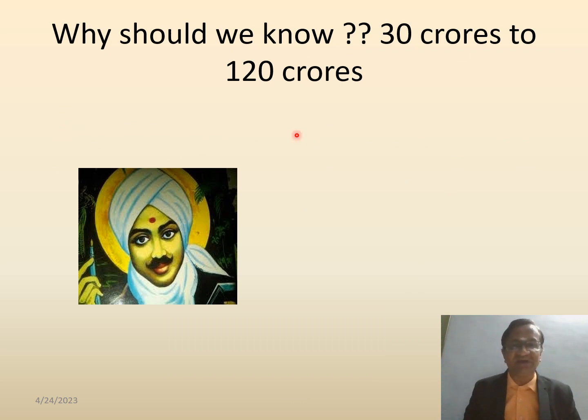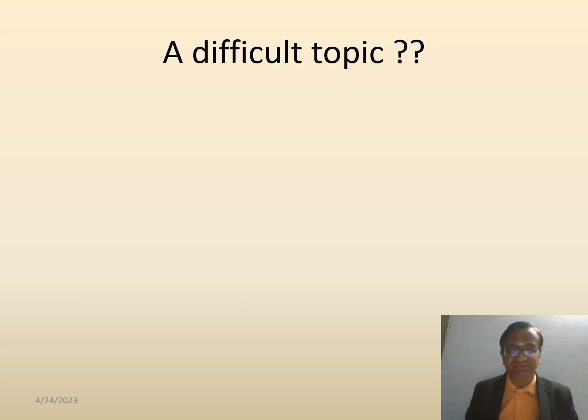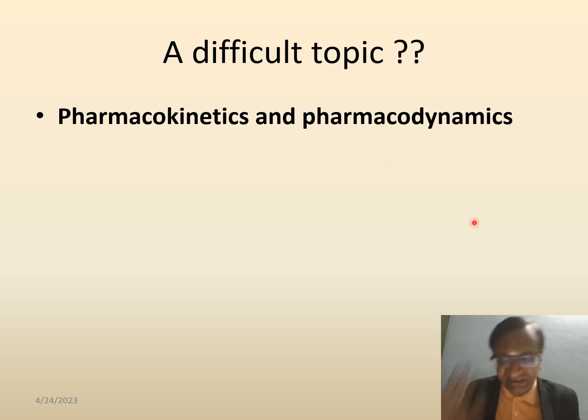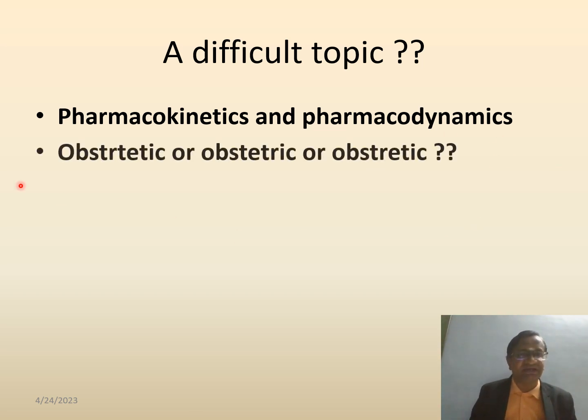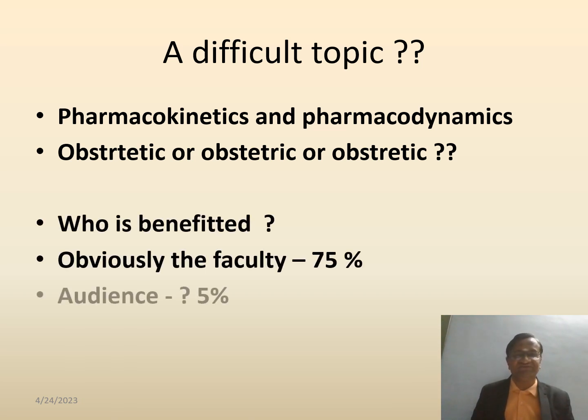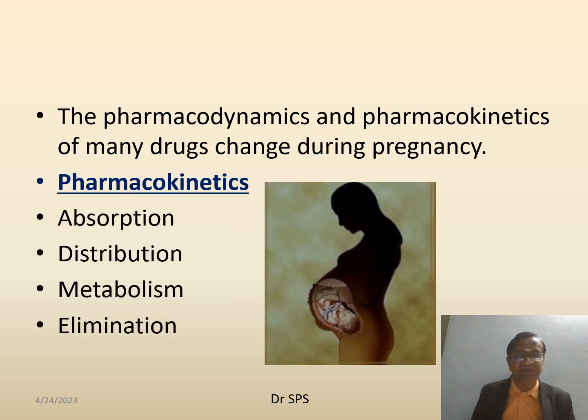Why should we know this? Because this fellow, when he sang the song Muppadu Kodi Mugammadayal, it was 30 crores, and now we have become 130, 140 crores. How does this topic become difficult? Because pharmacokinetics and dynamics itself is very difficult. And if you go to obstetrics, the spelling itself is difficult. So much confusion. So by the time, who is benefited? You can see the faculty, any audience may not be benefited at all. So listen carefully to get more benefit from this lecture.